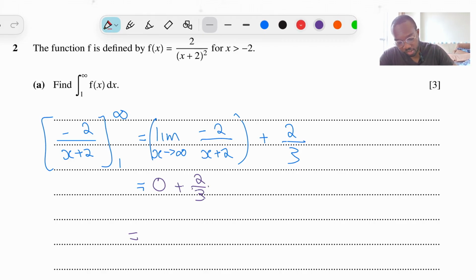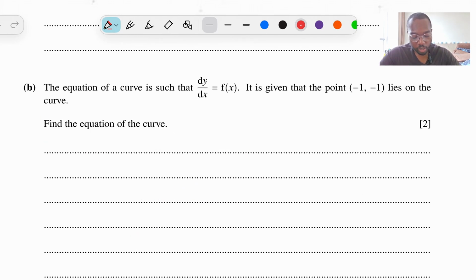Therefore, the answer is just simply going to be 2 over 3. For part B, we're told that the equation of the curve is such that dy over dx is equal to f of x. It is given that the point (1, -1) lies on the curve. Find the equation of the curve.